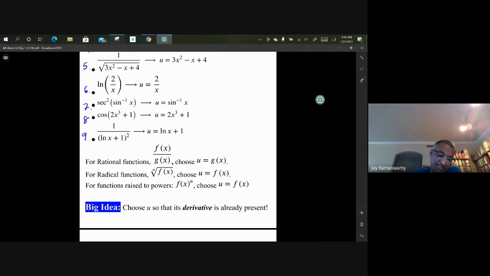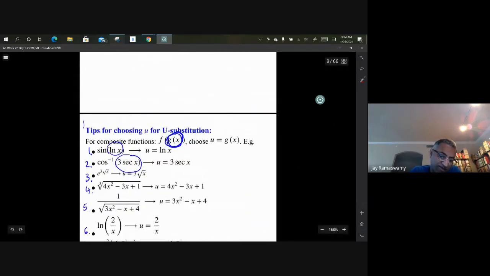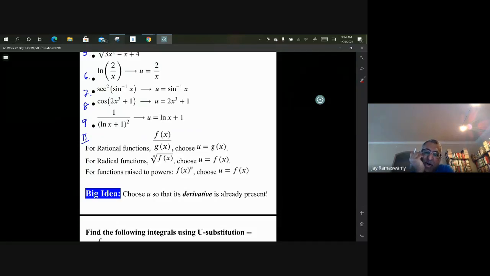Now there are some tips, so write these down. This is Roman numeral 1. For a rational function, say f of x over g of x, a good tip is to choose the denominator to be u. So write that down, please: u equals g of x.